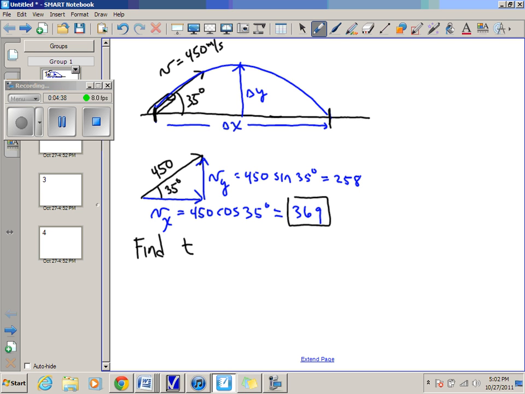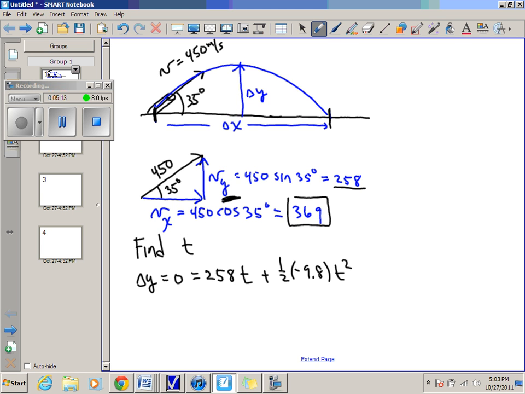So I'm going to use my delta y equation here. I'm going to say delta y equals 0. Make sure you understand why that is. And that's going to be the initial y velocity, which is no longer 0. In the horizontally launched projectiles, v initial in the y direction was always 0. It is not now. V initial in the y direction is now 258. So I say 0 equals 258t plus 1/2 times negative 9.8 times t squared.